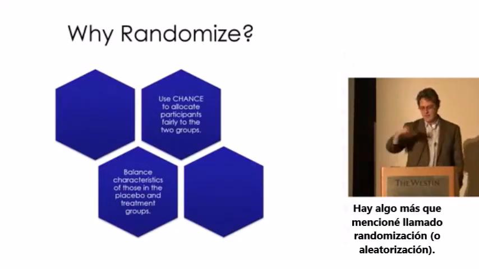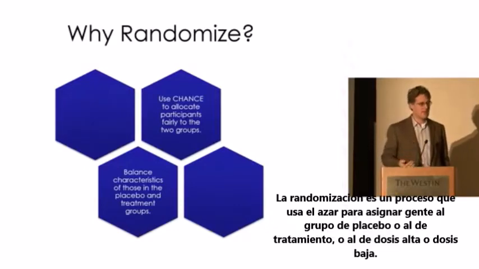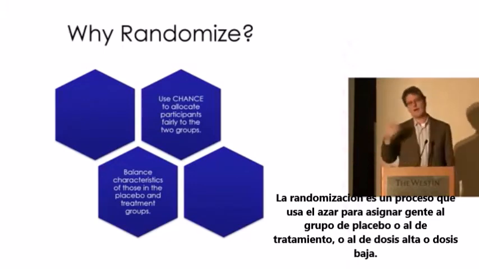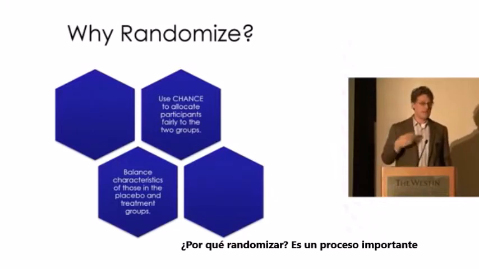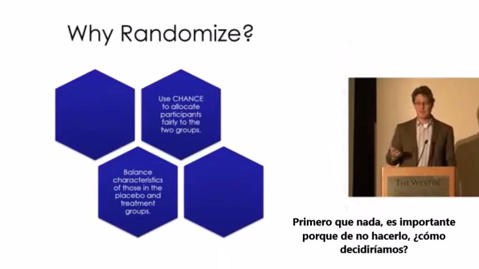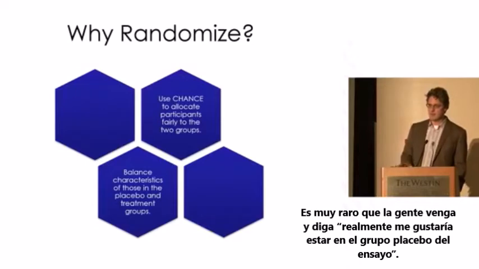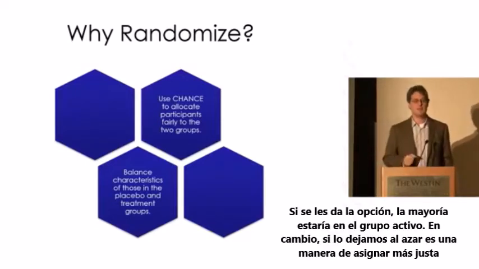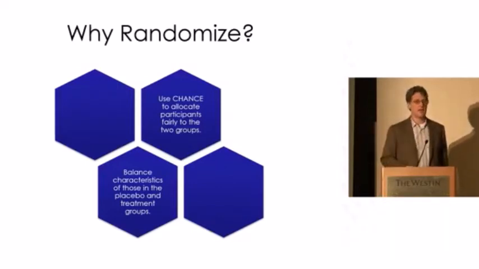There's something else that I've talked about, and I've just sort of thrown it out there, which is randomization. And randomization is a process of using chance to allocate people to the placebo group or the treatment group or the high-dose group or the low-dose group. And so, why randomize? Well, that's an important process. First of all, it's important because otherwise, how would we decide? I mean, it's very infrequent that people come in and say, I really want to be in the placebo group of a trial, please. Mostly people, given a choice, would choose to be in the active group. And so if you leave it to chance, that's a fair way of allocating.